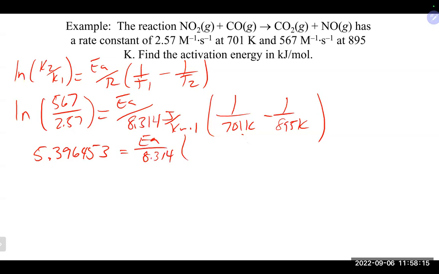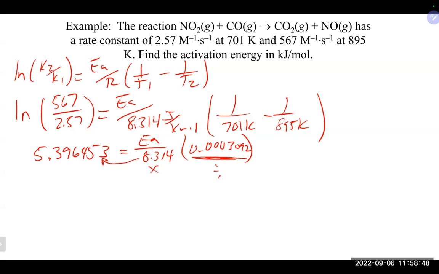Going to also clean up what's in the parentheses there on the right-hand side. So 1 divided by 701 minus 1 divided by 895 gets me 0.0003092, I think. Mathematically, I should do what first? I need to multiply the 8.314 to the other side. Then I need to divide by that. Yes. So multiply first, then divide.